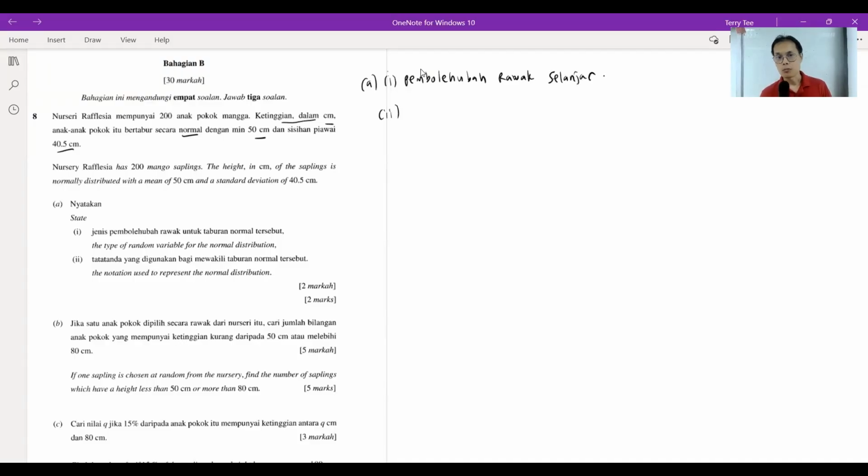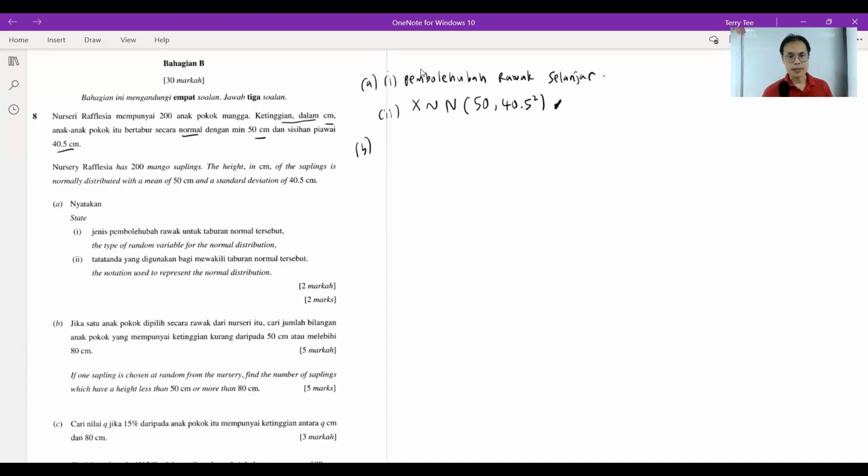Tata tanda yang digunakan untuk mewakili taburan normal. So the tata tanda or notation, we write X followed by this symbol N for normal. Your mean is 50. Your standard deviation is 40.5, but please put a square. So when you write in this notation or this tata tanda, we use a square because it is actually a variance here. Okay. Now, second part, B.